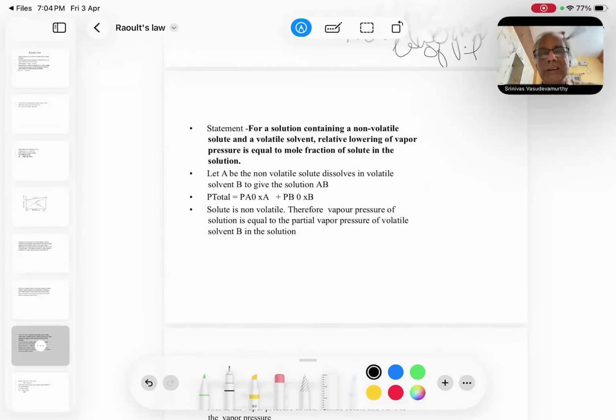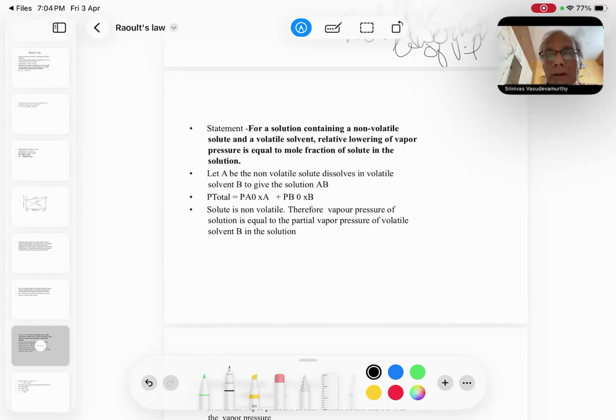Now let us see the statement of Raoult's law for a solution containing a non-volatile solute and a volatile solvent. Here is the statement. For a solution containing a non-volatile solute and a volatile solvent, the relative lowering of vapor pressure is equal to the mole fraction of solute in the solution. Once again, for a solution containing a non-volatile solute and a volatile solvent, relative lowering of vapor pressure is equal to the mole fraction of solute in the solution.